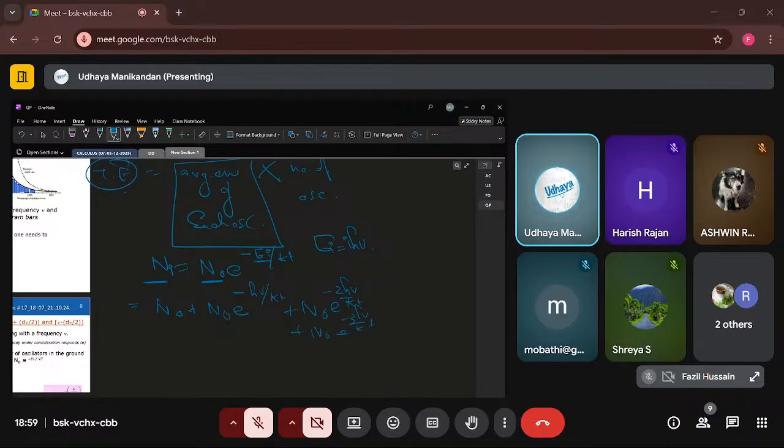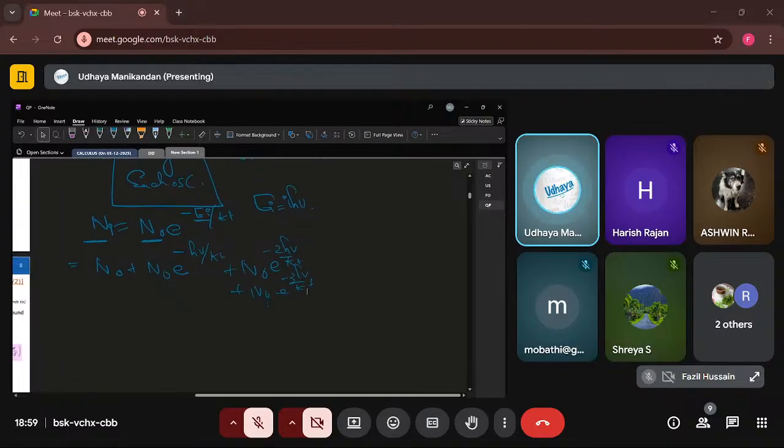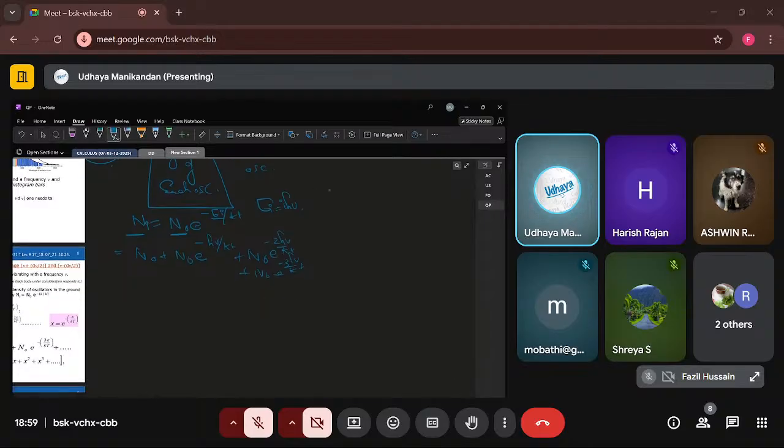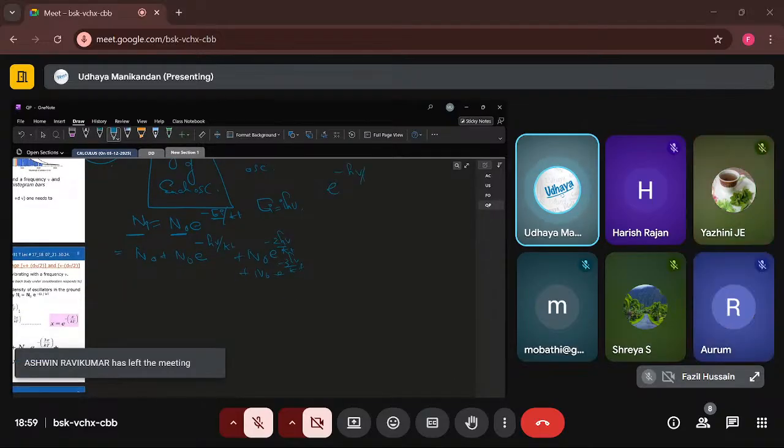So what happens? You can take a few constants out. I also see that e power minus h nu by kT is going to be repeating. So what I'll take is e power minus h nu by kT, and I can just call it x, right?